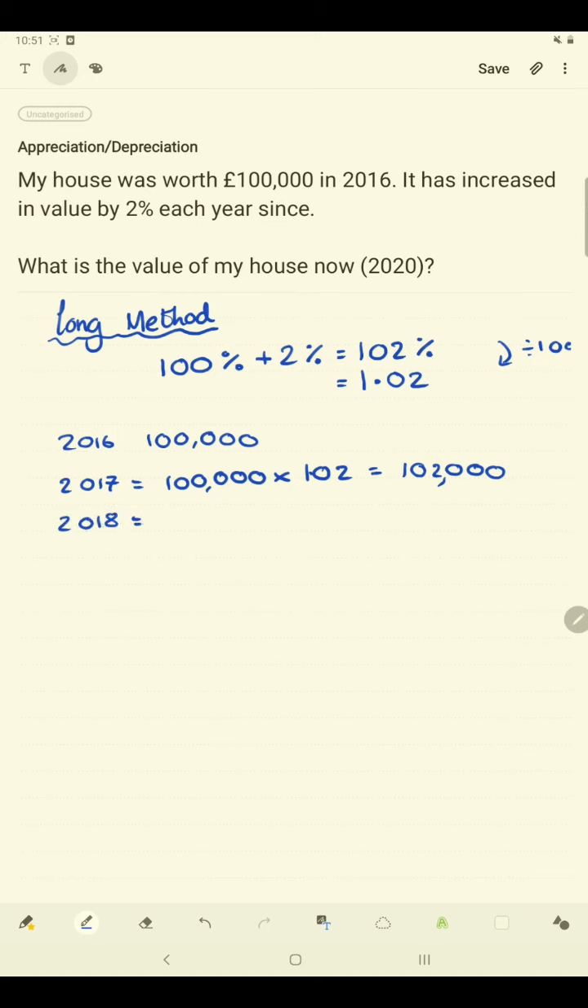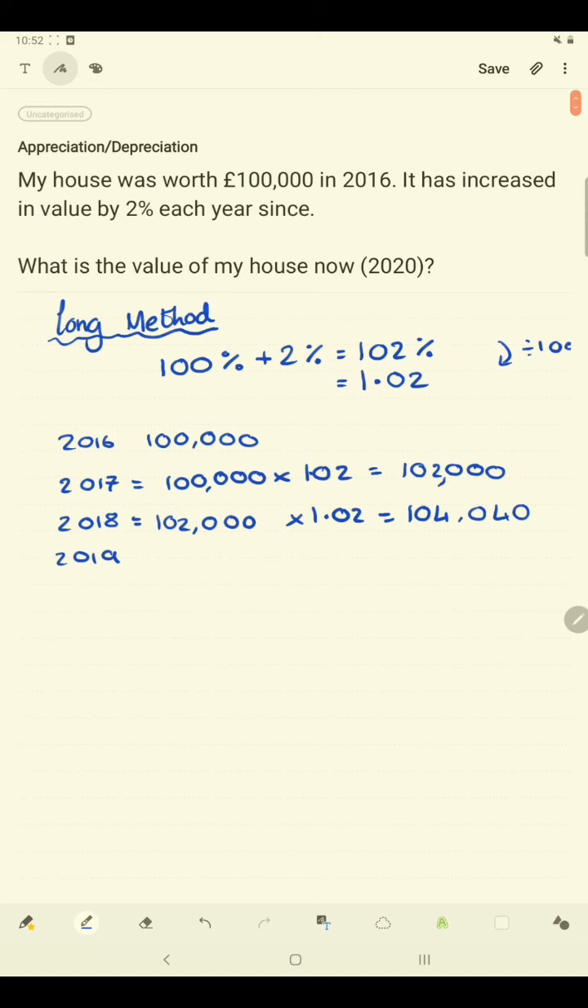Well, again, we're going to be multiplying by 102%, 1.02 as a decimal. But our property wasn't worth 100,000 at the end of 2017. It was worth 102,000. So we do 102,000 times 1.02. And that gives us a value of £104,040.